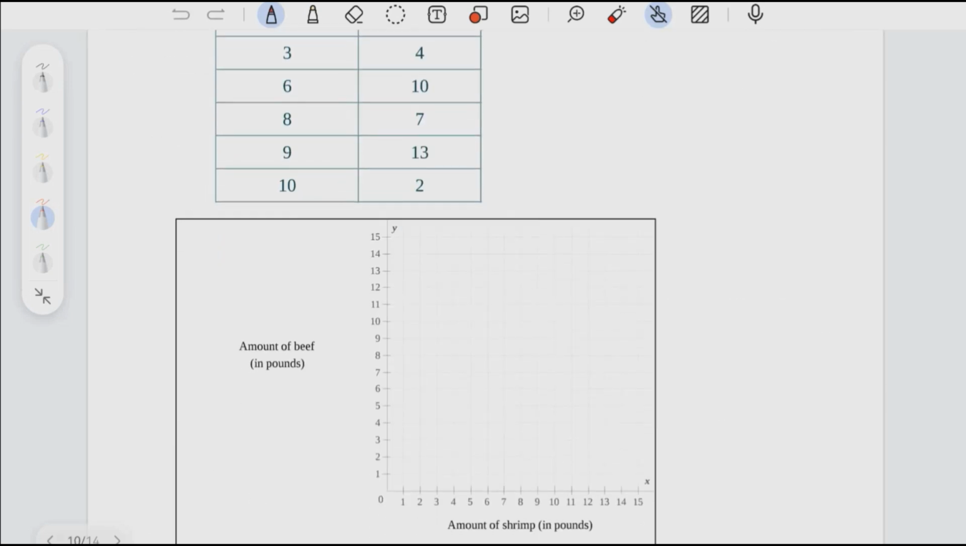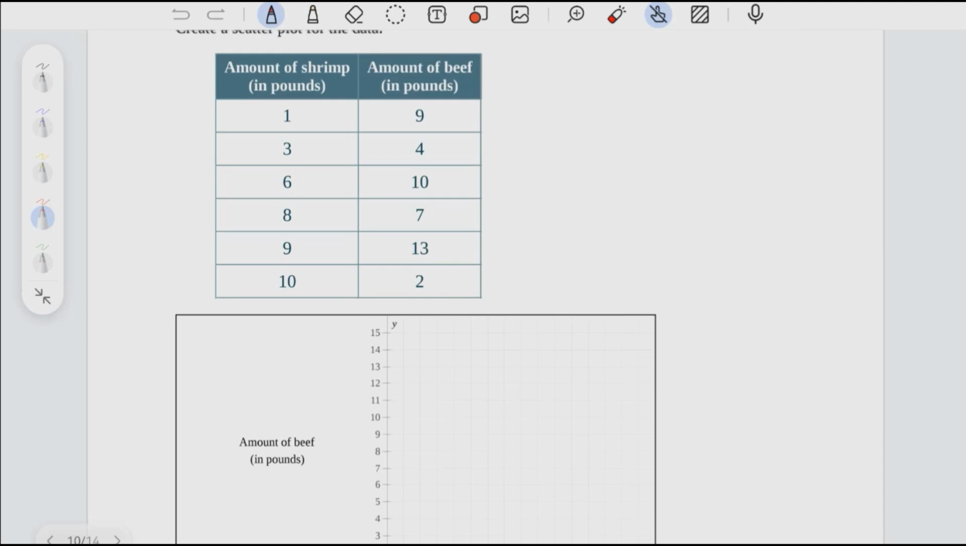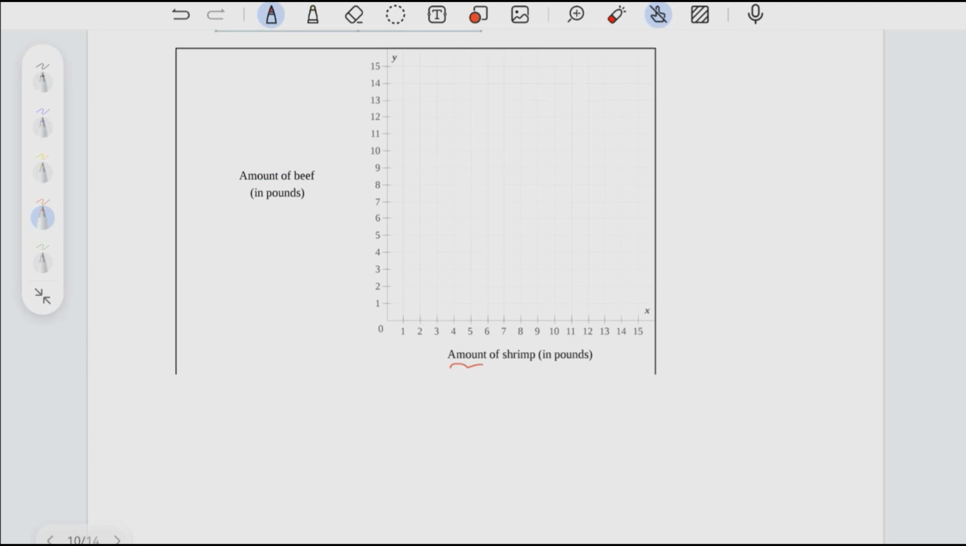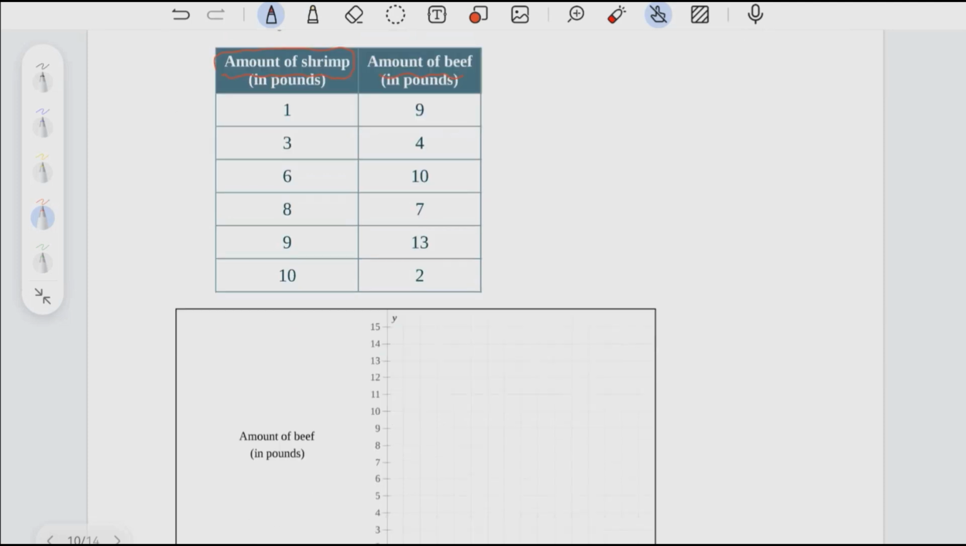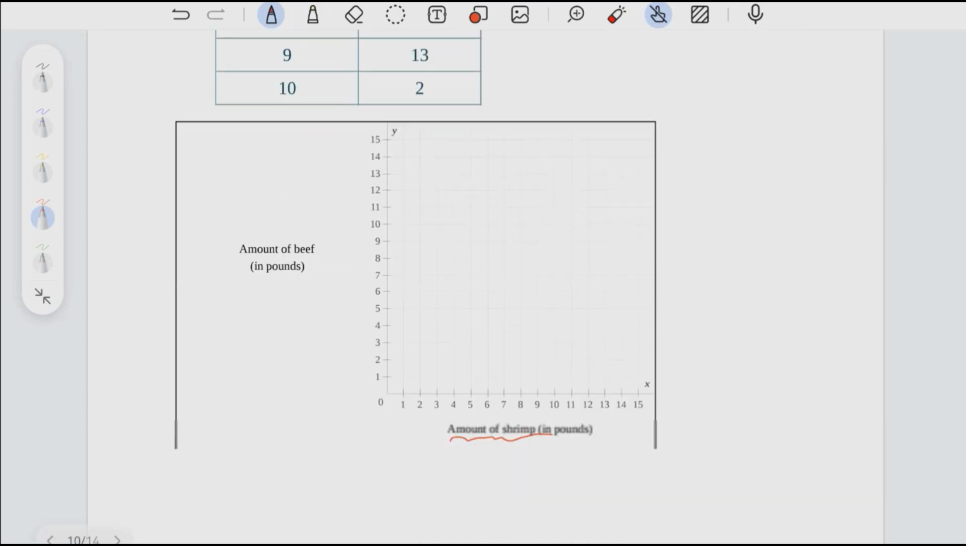For this question, they ask us to represent the data given in the table in a scatter plot. Let's start with the first one. The amount of shrimp is represented on the x-axis, and the amount of beef is represented on the y-axis. So when we have 1 as the x value, it connects with 9 as the y value. 1 with the 9. This one.